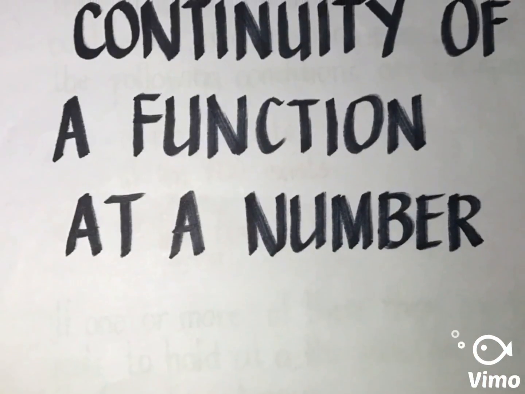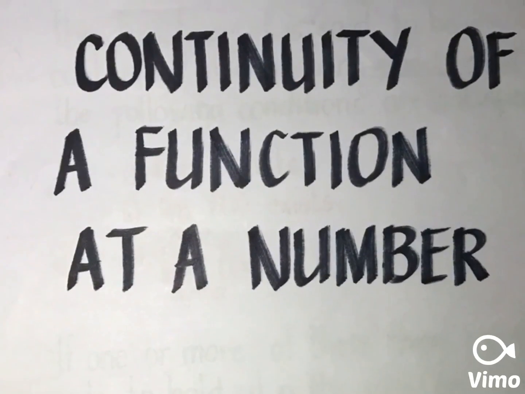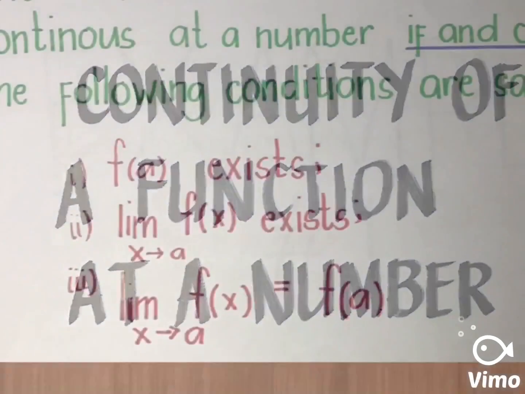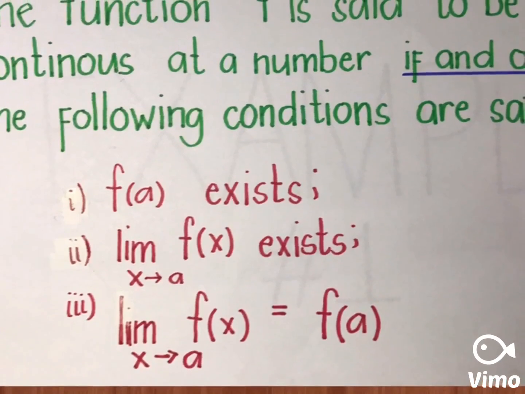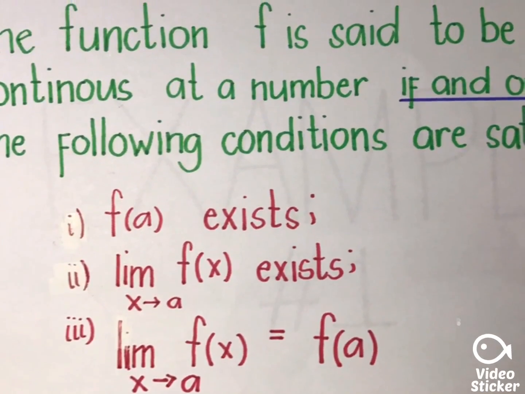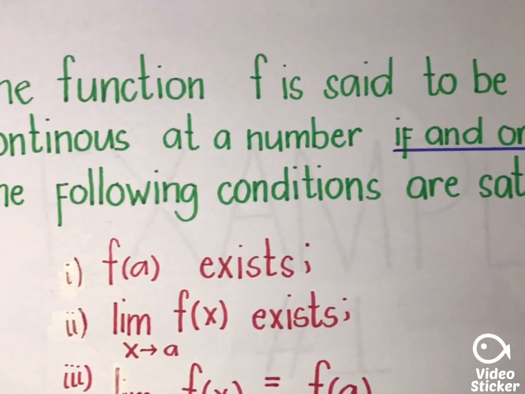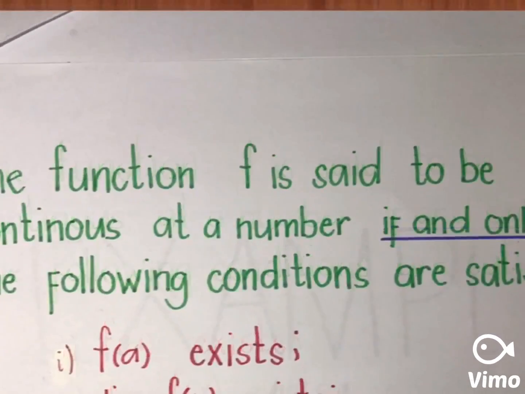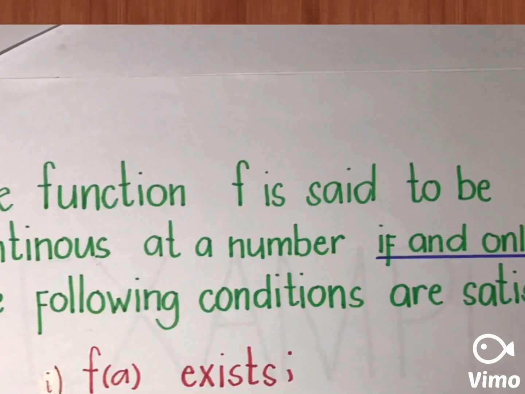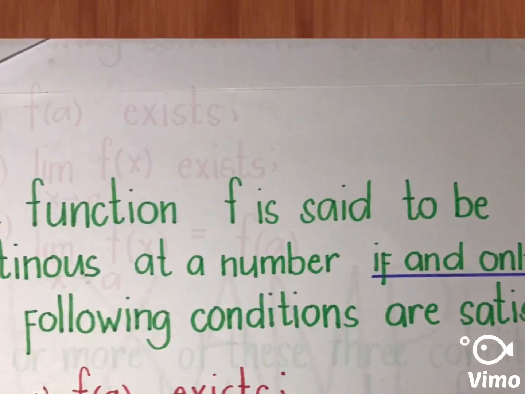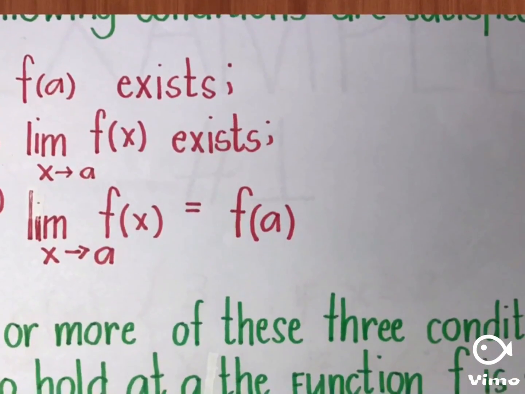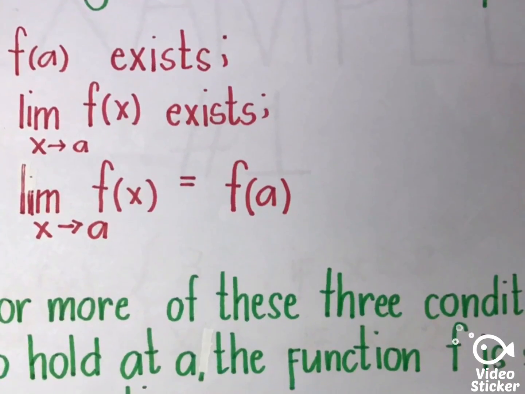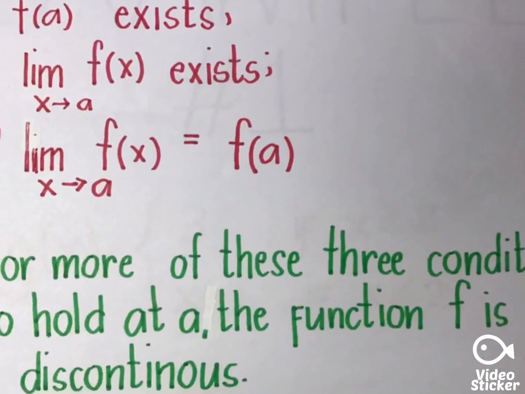Our video tutorial today is about continuity of a function at a number. The function f is said to be continuous at a number a if and only if the following conditions are satisfied. First, f of a must exist. Second, the limit of f of x as x approaches a exists. And lastly, the limit of f of x as x approaches a is equal to f of a.